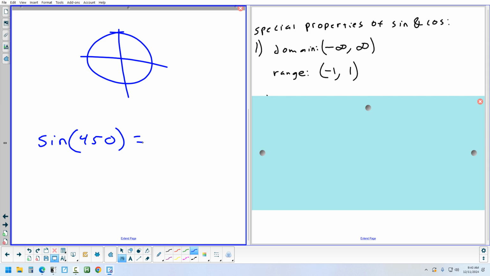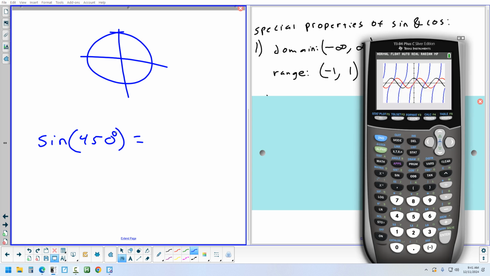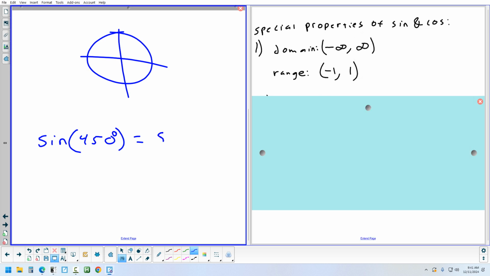Let's say I wanted to figure that question out. I don't want to have to work with that angle. Does anybody remember what I can do to make that angle an easier number to work with? Yeah, minus 360. I can minus 360 from it. When I minus 360, I get 90. So that's exactly the same as the sine of 90.